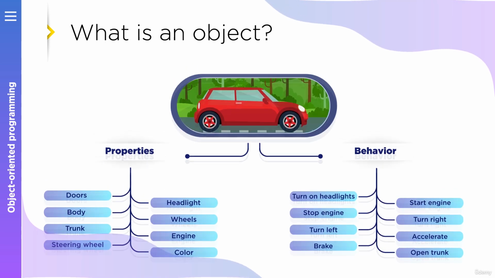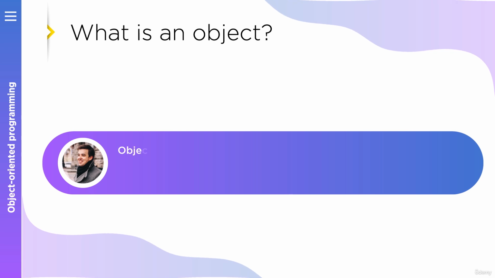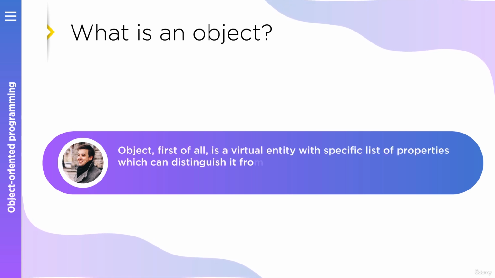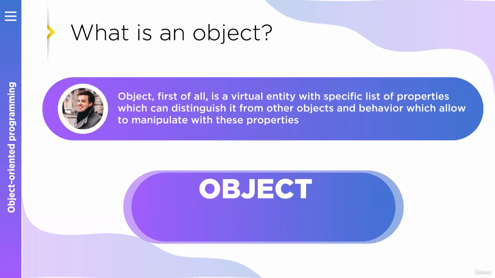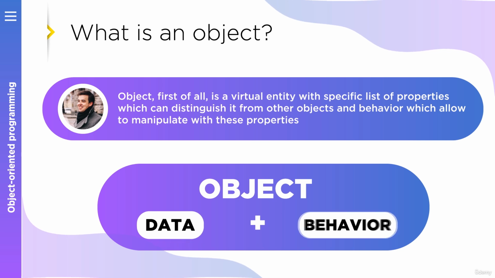Now let me share with you my own definition of an object. An object, first of all, is a virtual entity with a specific list of properties which can distinguish it from other objects, and behavior which allows manipulating these properties. In other words, data plus behavior equals object. Does it make sense? An object is always an instance of some specific class. Things become more interesting, huh?